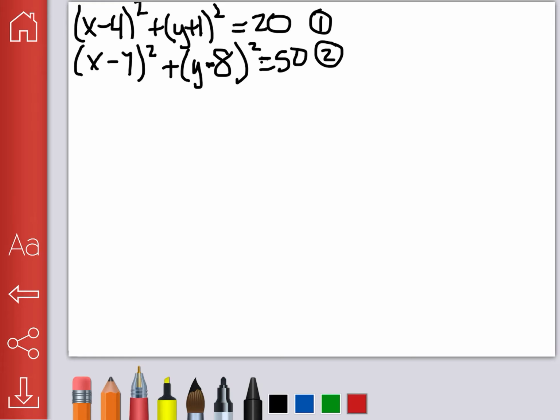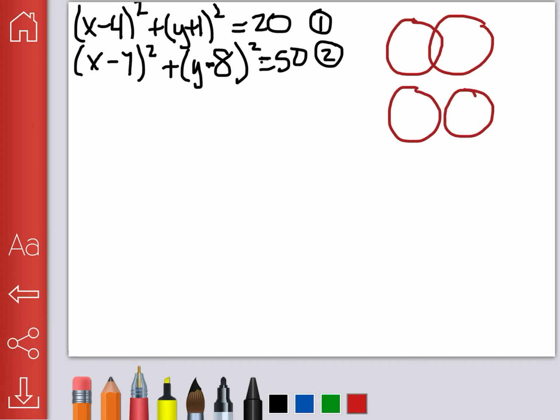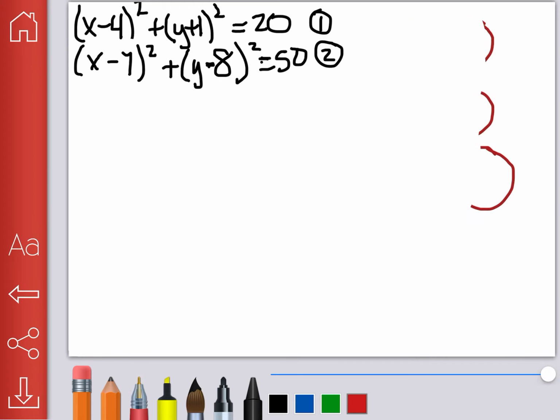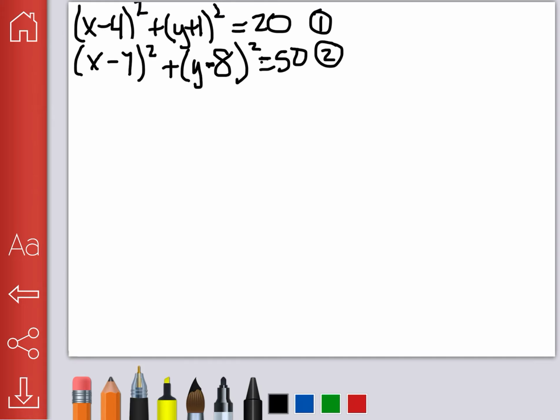Just as a little reminder, remember with two circles, we can have intersections. It can look like a Venn diagram. So we can intersect twice. We could intersect 0 times. We could intersect once. Okay, so those are our options. And it doesn't have to look exactly like that, but those are our options there.